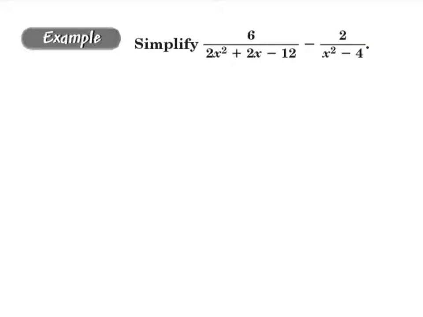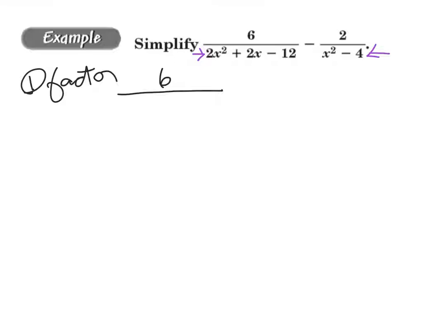Let's look at the first example. So your step 1 is always, on all of these Unit 12 problems, to factor. I'm going to tell you this denominator and this denominator can be factored. So I'm going to go ahead and factor those.